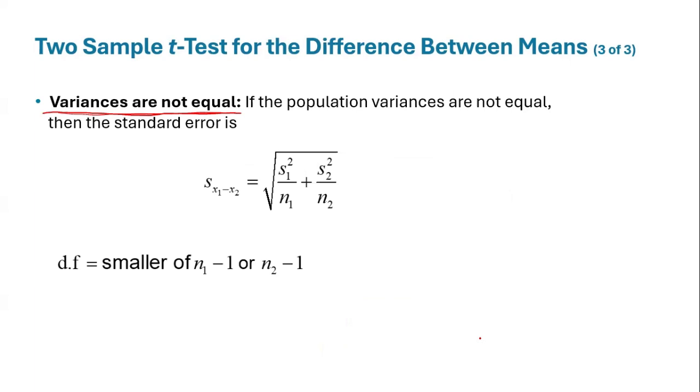But if in the problem the variances are not equal, the standard error that we use for the denominator of that fraction is just this one. We don't need the pooled estimate of the variances. And again, since we need the degrees of freedom to find the critical values from the t-table, in this case the degrees of freedom is the smaller number between n1 minus 1 and n2 minus 1. We have two samples. We subtract one from each of those sample sizes, and whichever is the smaller number, we use that number as the degrees of freedom.